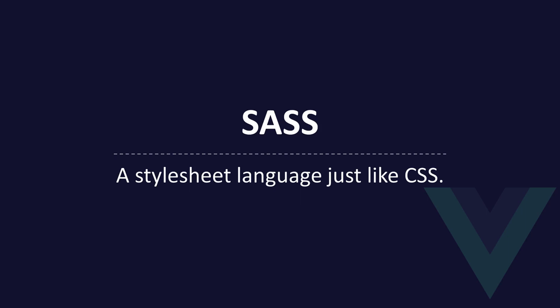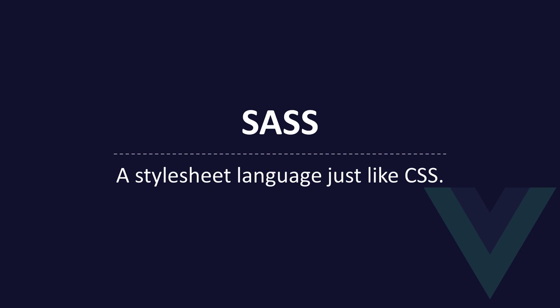In this lecture, we're going to learn about SASS. SASS is a style sheet language, just like CSS. It's a common language used for web development. Unfortunately, it's not natively supported by browsers. If we want to write SASS code, we need to compile it into CSS. We can use Webpack to compile SASS into CSS.